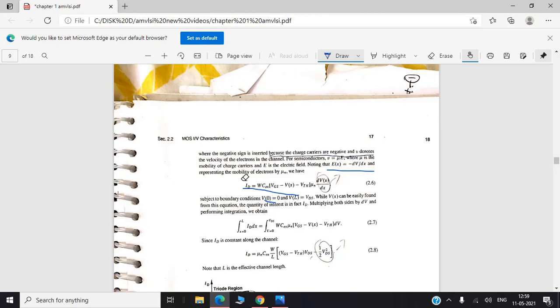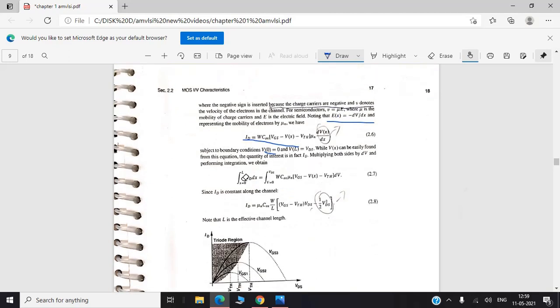So minus gets cancelled, that becomes plus. Now, subject to the boundary conditions, V of 0 is equal to 0 and V of L is equal to VDS. Now, integrating from x equal to 0 to L, ID dx. ID is a constant, so we will take ID out. For dx it will be x equal to 0 to L. Whatever is there, we will shift to this side. Here also, W Cox (VGS minus Vx minus VTH) dV.